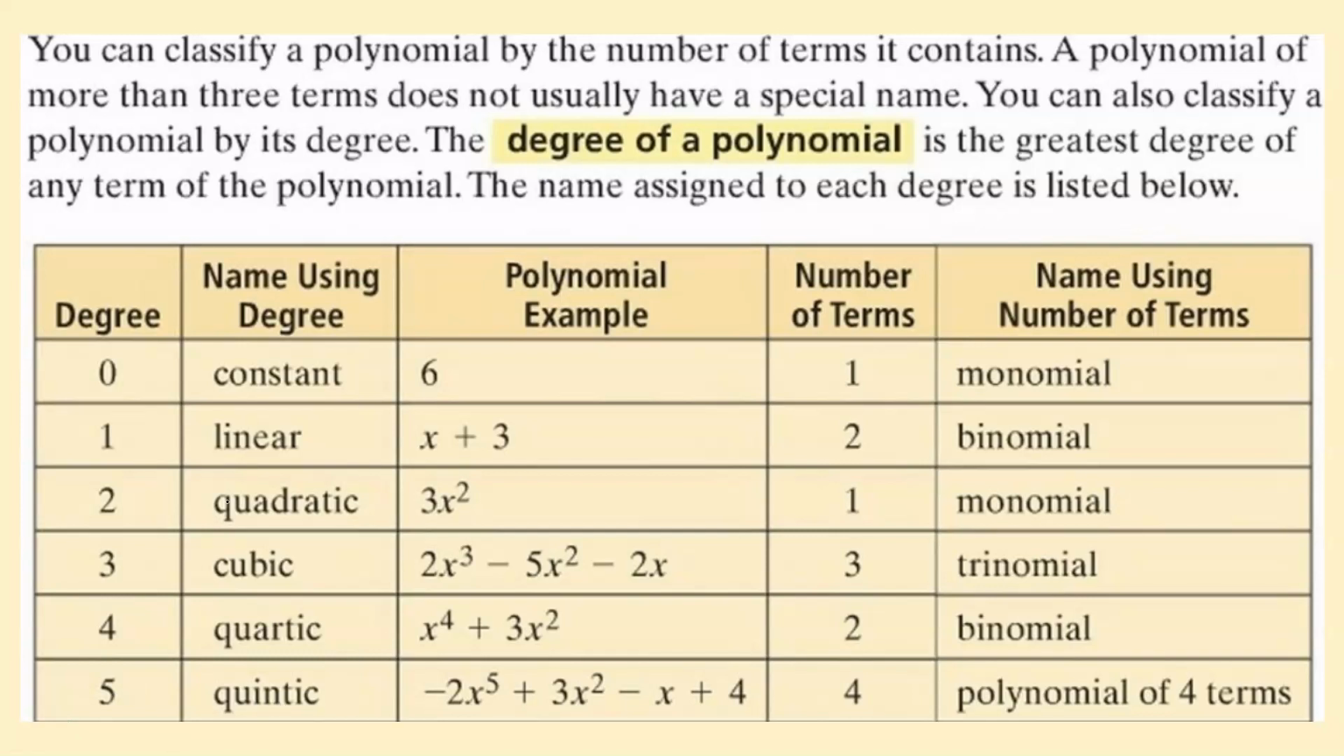So the new information on this slide is this column here, which just tells you the name using the degree. So for 0, we have constant. For the degree of 1, we have linear. Degree of 2, quadratic. Degree of 3, cubic. Degree of 4, quartic. Degree of 5, quintic. So definitely make sure you have this information down, but you also probably want to have these examples down as well.